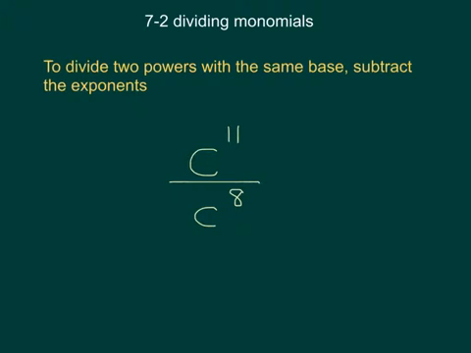Lesson 7-2, Dividing Monomials. To divide two powers with the same base, you subtract the exponents. So for example, we have c to the 11th divided by c to the 8th. To get this, you subtract the exponents, and so you would get c to the third.